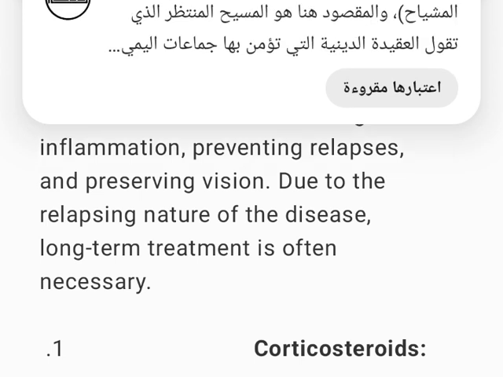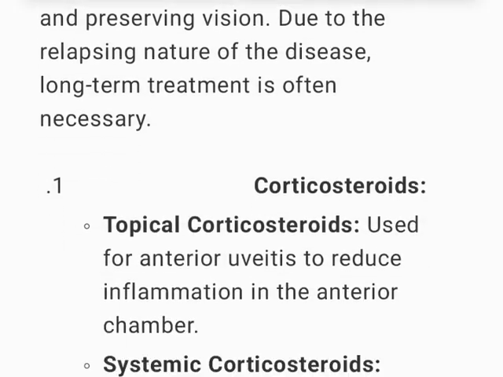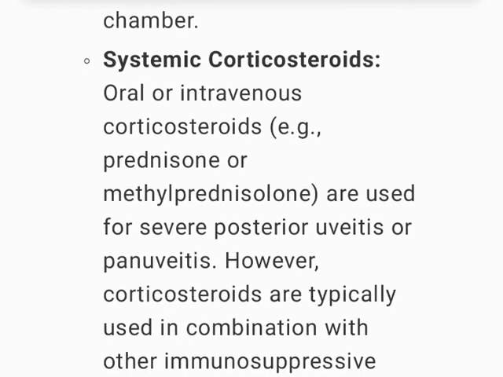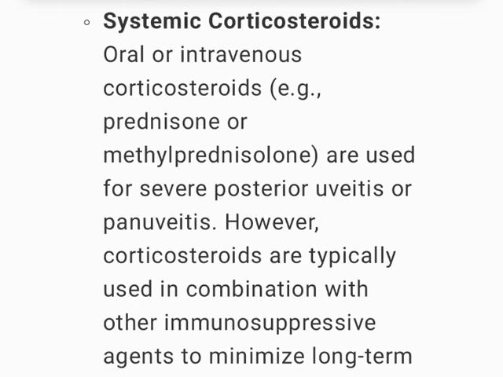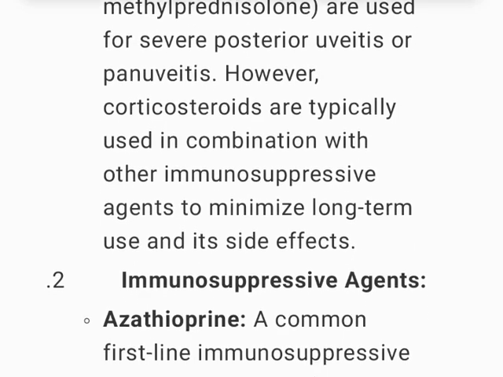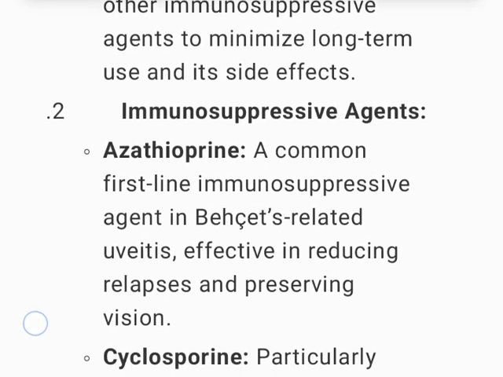Treatment. The treatment of uveitis in Behçet's disease is aimed at controlling inflammation, preventing relapses, and preserving vision. Due to the relapsing nature of the disease, long-term treatment is often necessary. 1. Corticosteroids. Topical corticosteroids are used for anterior uveitis to reduce inflammation in the anterior chamber. Systemic corticosteroids, oral or intravenous, e.g. prednisone or methylprednisolone, are used for severe posterior uveitis or panuveitis. However, corticosteroids are typically used in combination with other immunosuppressive agents to minimize long-term use and its side effects.